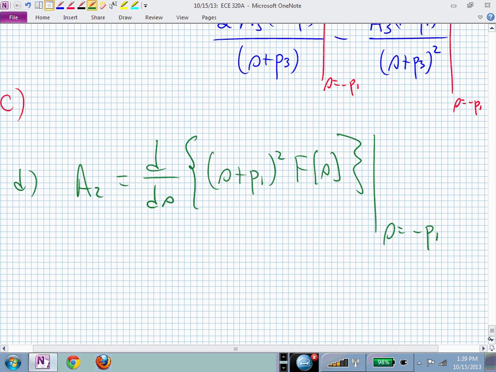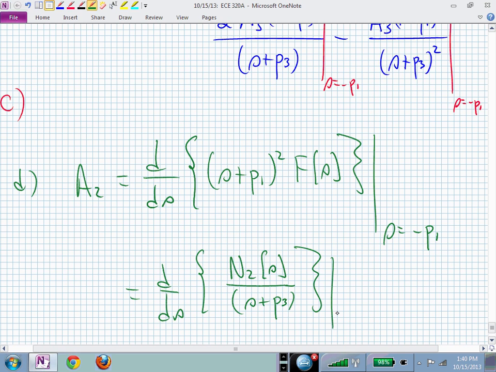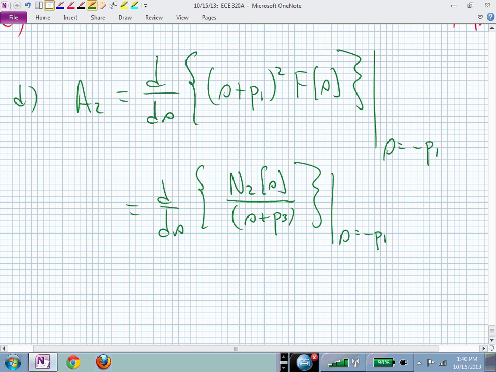In my example, when I multiply by s plus p1 squared, I end up with the numerator that I started with over s plus p sub 3, evaluated at s equal to minus p1. I've canceled the s plus p1 squared factor in the denominator. Questions on that?